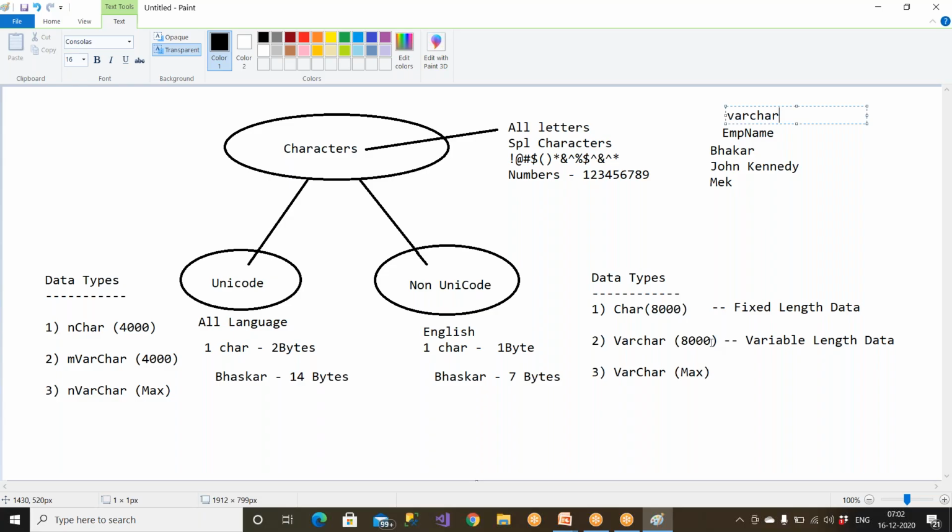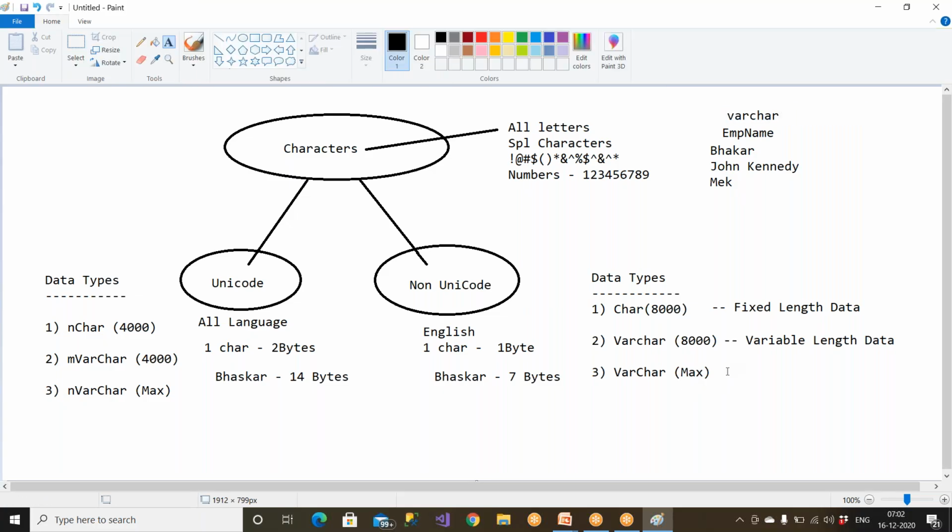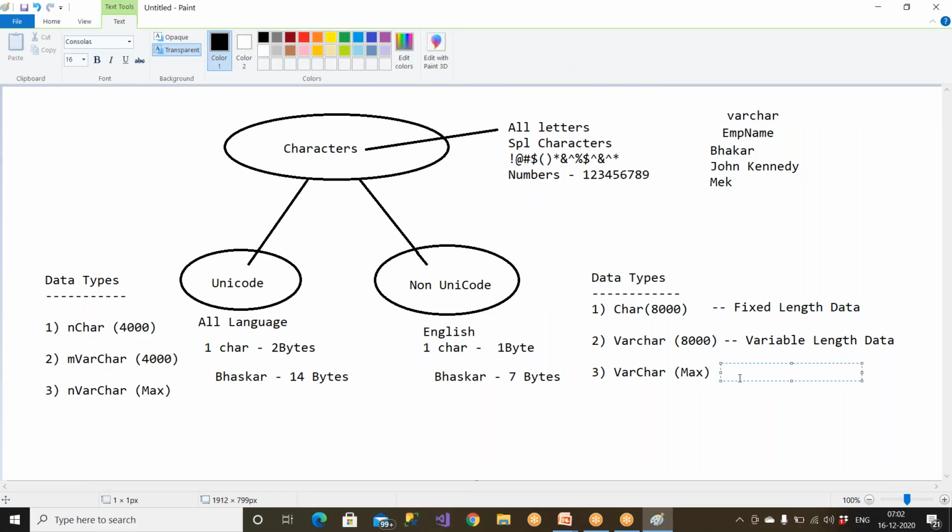However, sometimes the data may come with more than 8,000. That is where varchar max comes in. Max does not mean unlimited data. There is a limitation of up to 2 GB of data.